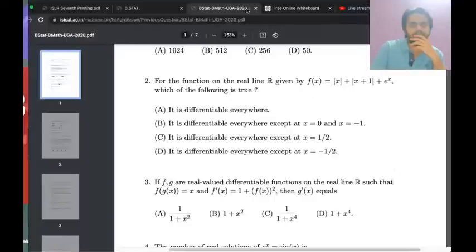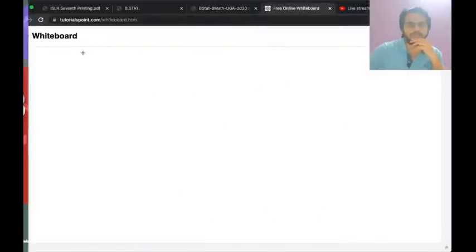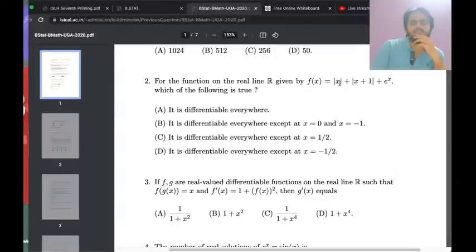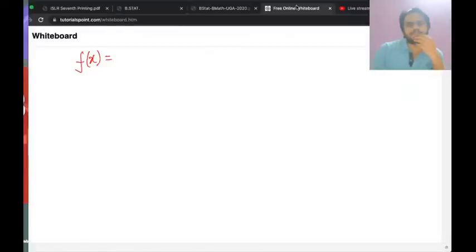So what we have is f(x). If I take x less than 0, this quantity will be negative, so I'll have to use a minus. Even this, no, this will not be negative. This will be negative if x is less than minus 1. So let's take the first criterion as x less than minus 1. If x is less than minus 1, this is negative and this is negative.